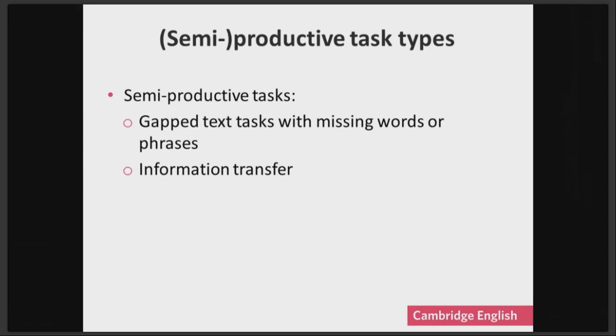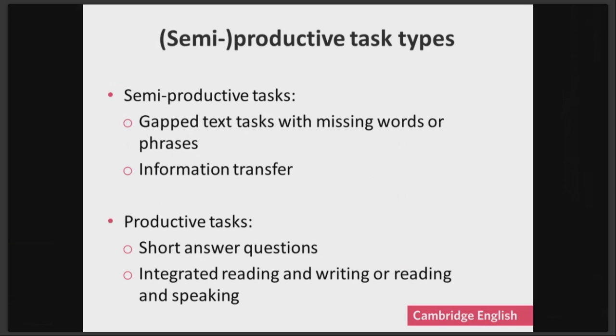Then we have semi-productive tasks, where some limited writing is required. For example, a gapped text where the missing words are not given, or an information transfer task may require chart or label completion or labeling. And thirdly, there are also productive or integrated skills tasks, where it's necessary to read a passage and then write a short or an extended answer, such as a summary or discussion based on that passage.